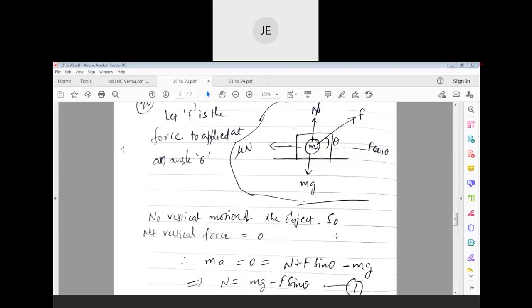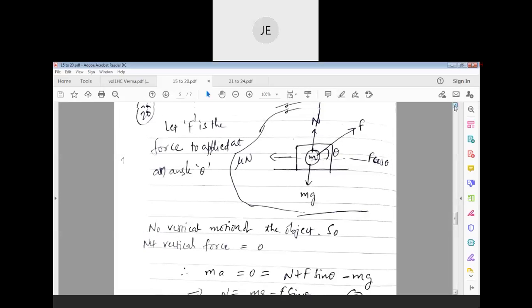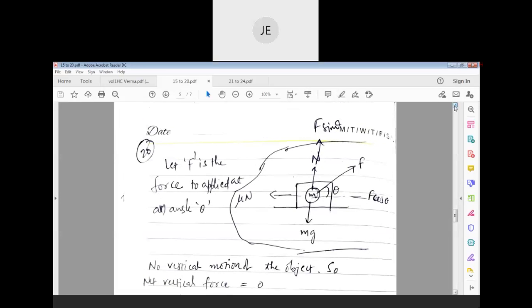So if you draw the free body diagram, let us say we are applying a force at an angle theta. So mg is downwards, normal force upwards, and F is also resolved into two components, F cos theta and F sin theta. So we started this problem and that meeting was ended. F is the force applied at an angle theta.